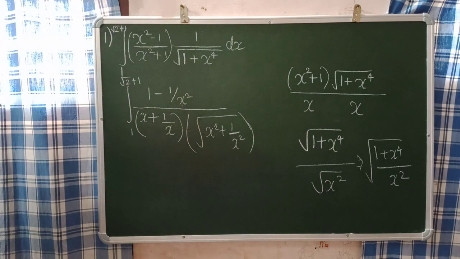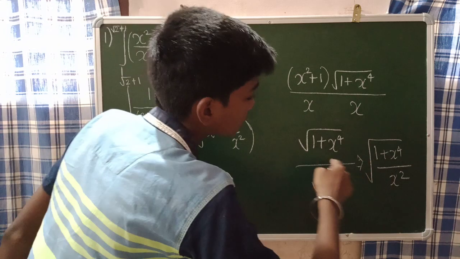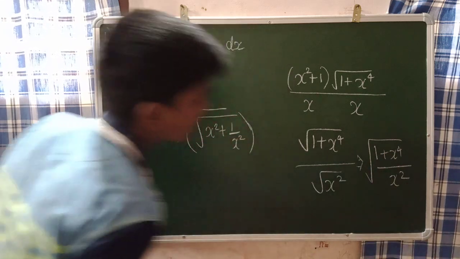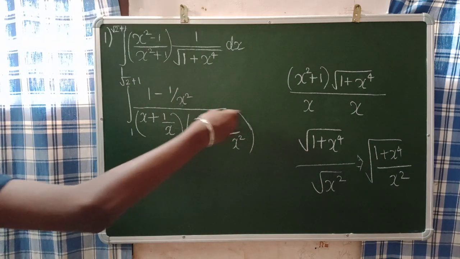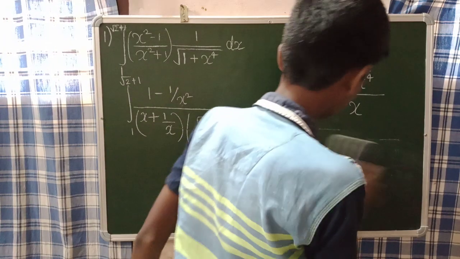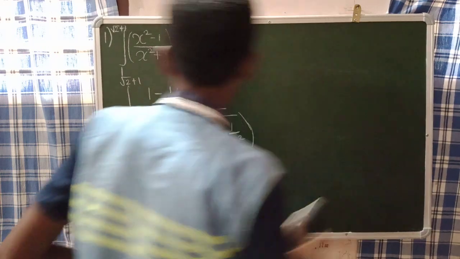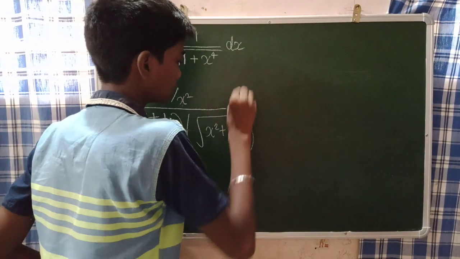So from this, you know root a by root b is nothing but root of a by b, and that is how it is root of 1 plus x power 4 by x square, that is equal to x square root of x square plus 1 by x square. Very simple. Just divide your x square on both numerator and denominator, then put dx.